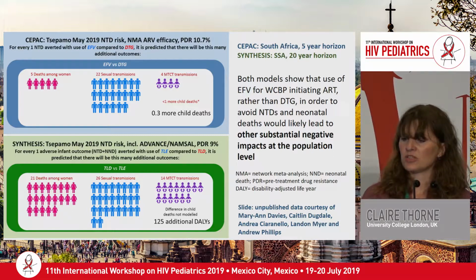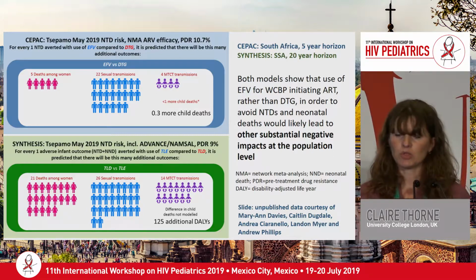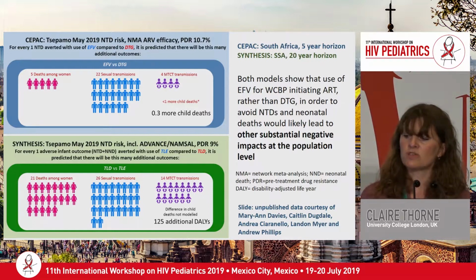On the top, it's got data from CPAC, and on the bottom from HIV synthesis. And both these models have shown that the use of efavirenz for women of childbearing potential starting ART rather than Dolutegravir in order to avoid neural tube defects and neonatal deaths would likely lead to other substantial negative impacts on a population level, so deaths among women, sexual transmissions, and vertical transmissions.